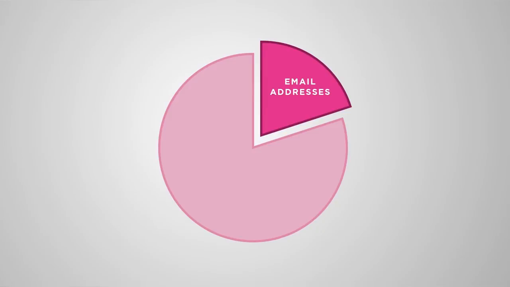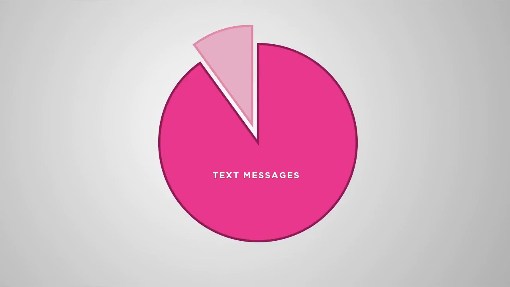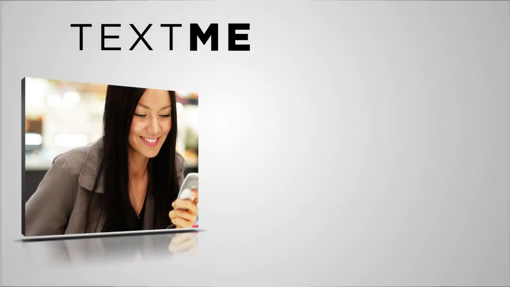You can also use TextME to send promotional messages to your clients. The average client database contains about 20% email addresses. However, 90% of client contacts will have a mobile number. By creating secondary marketing campaigns, you are extending your promotional reach. For more information on using Set and Forget Marketing to automate your regular marketing promotions, as well as those special offers, check out the video showcasing the power of Set and Forget Marketing.